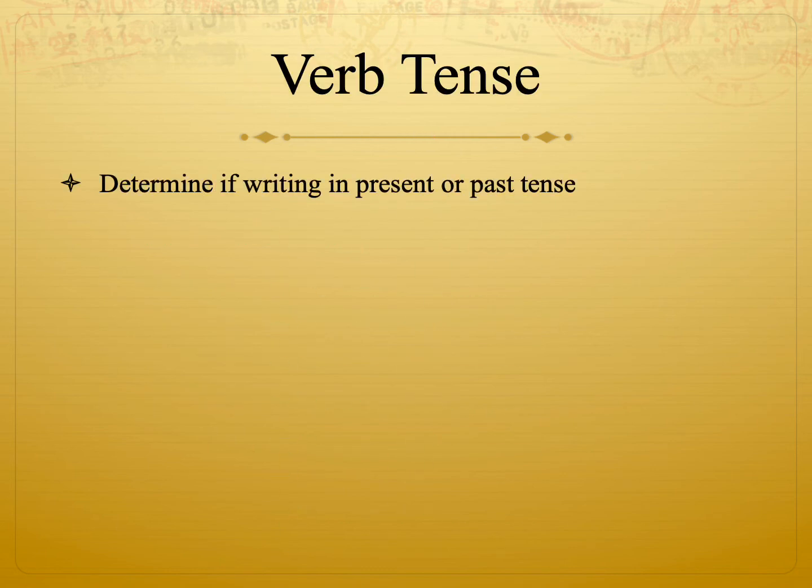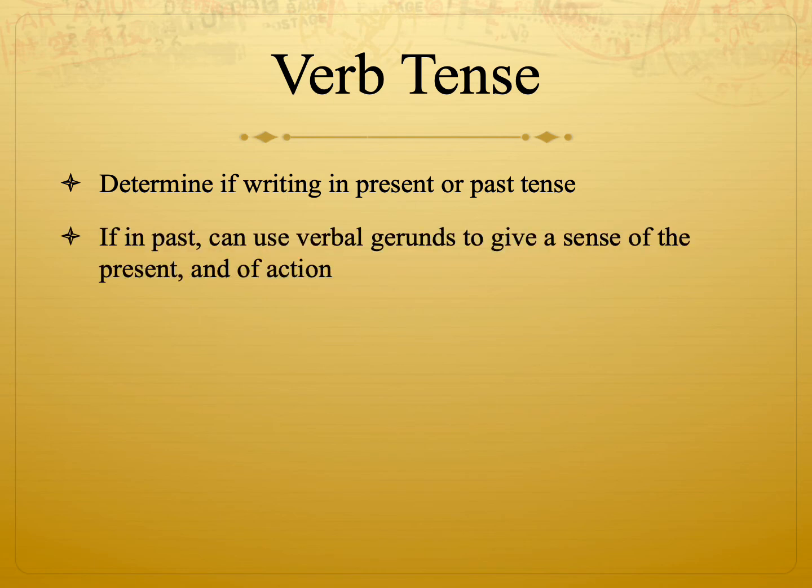This is very important. Decide, are you writing in the present tense, things are happening now, or are you writing in the past tense, everything's already happened? Determine that and stick with it. Do not go back and forth. All right. Now, if you're in the past tense, you can use what's known as the verbal gerund to give a sense of the present.